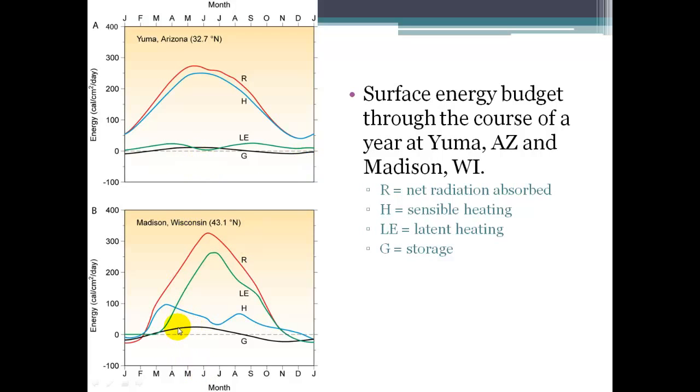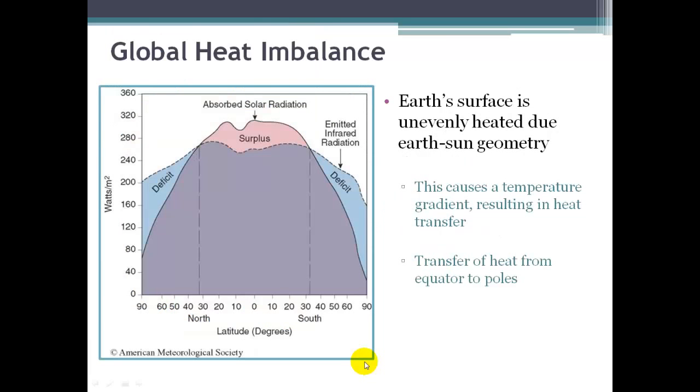Madison, Wisconsin, is further north, and it's also a very wet, moist environment. There are a lot of lakes, it's green, and you see that of all the available incoming solar radiation, most of the available energy is going towards causing a phase change in water, and not so much of it is going towards heating the atmosphere. The storage profile is a little bit different than for Yuma, but still very negligible.